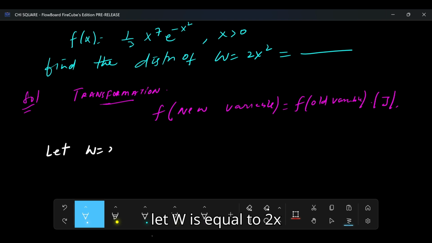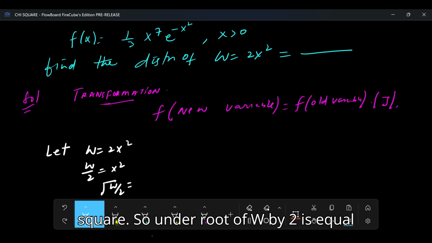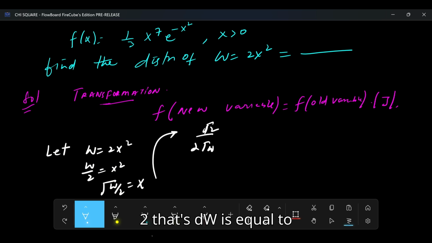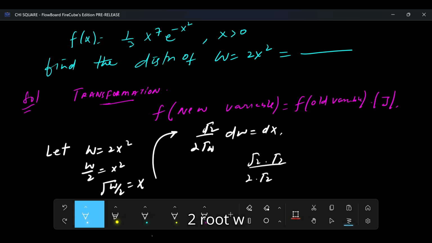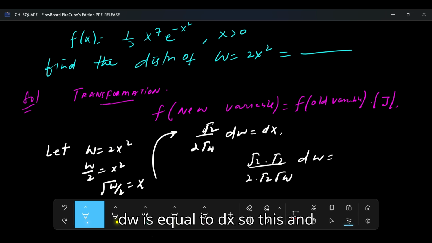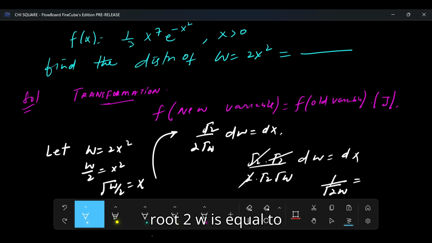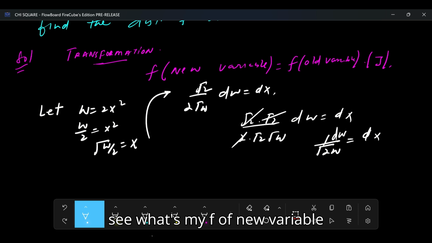Let w is equal to 2x square. So w by 2 is equal to x square. So under root of w by 2 is equal to x. Now differentiate this, we will get 1 upon 2 root w upon root 2, dw is equal to dx, right? So I will get root 2 multiplied by root 2, 2 root 2 root w, dw is equal to dx. So this and this go. I will be left with 1 upon root 2w, dw is equal to dx.